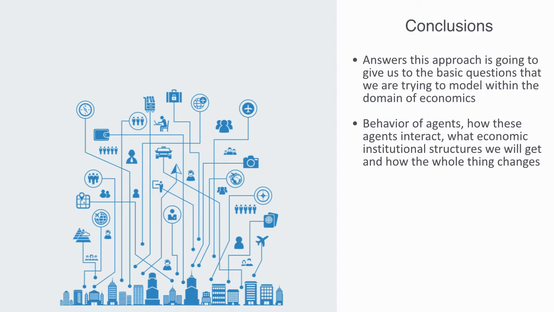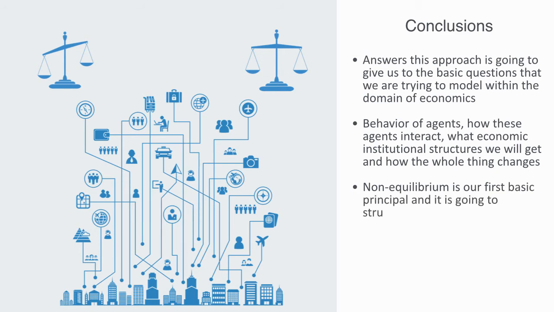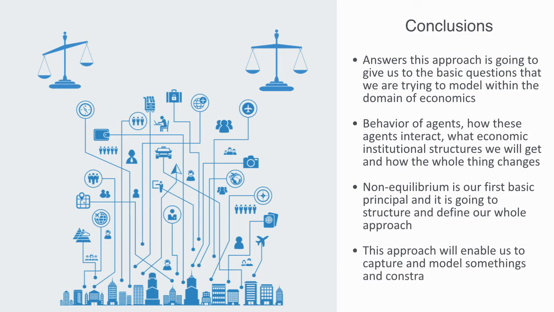But the thing for us to take away from this first section is this: the fact that we define the economy as an open system allows us to talk about non-equilibrium, and this non-equilibrium is our first basic principle, and it's going to structure and define our whole approach from here on. In the same way, the general equilibrium defines the overall workings of standard economics, non-equilibrium and non-linearity are going to be defining factors in the whole approach taken by complexity economics. As with linear systems theory, this approach will enable us to capture and model some things and constrain us from modeling and describing others.